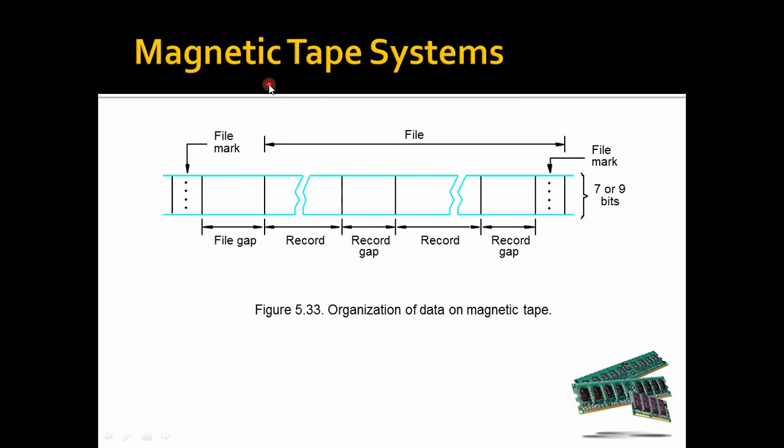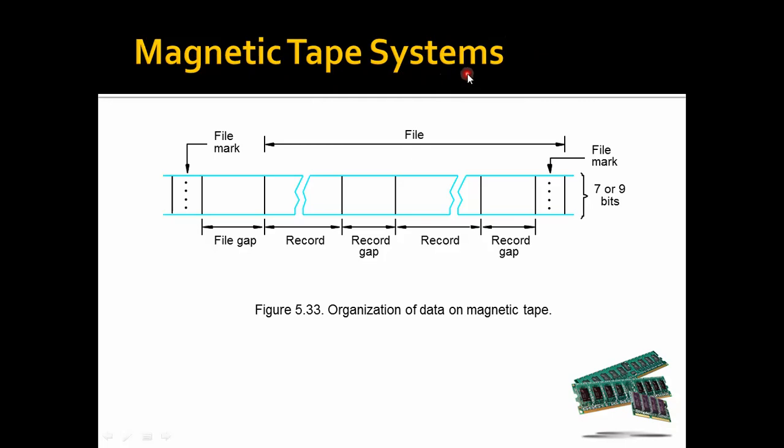By using this magnetic tape, we have one advantage. What is the advantage? This is less sensitive to viruses. Suppose if you are taking CDs and DVDs, those can be affected by a virus. But the magnetic tape is not affected by a virus. That's one of the advantages of using magnetic tape systems. Do you understand?